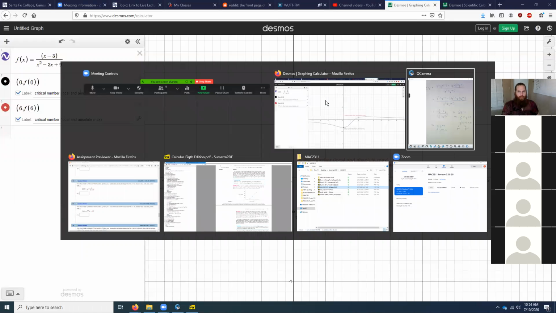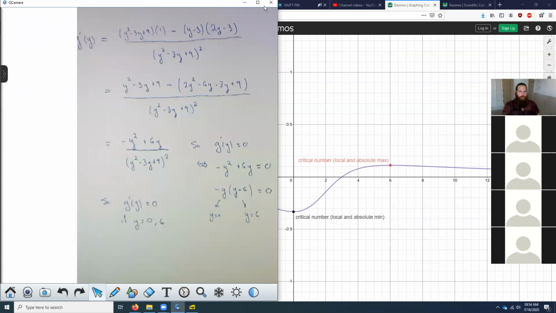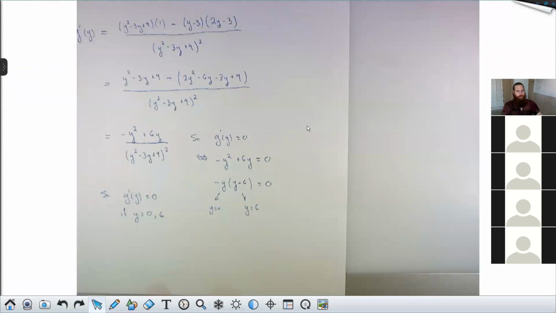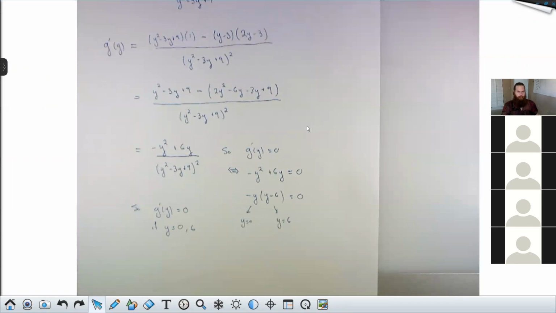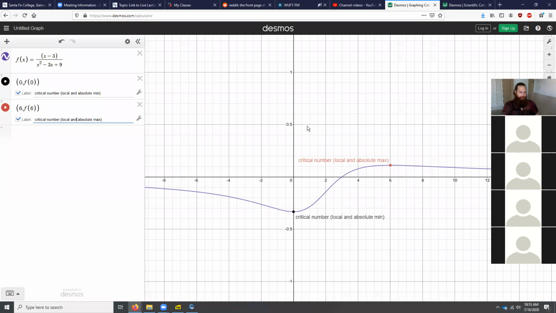I have a really quick question. Sure. So looking at the graph, I noticed that you put 6 comma f of 6. But f of 6, being the y value, doesn't actually show 6 on the scale. So what is f of 6? I don't know if I'm missing something.